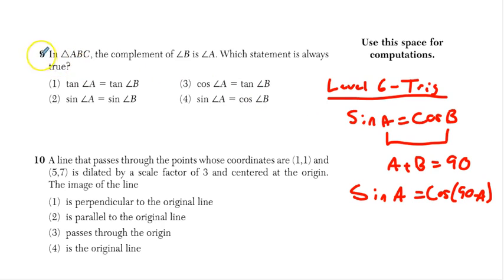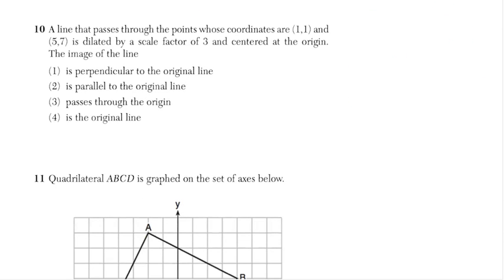Now, in triangle ABC, the complement of B is A. So we know A and B add up to 90. Great. That's what complement means. Which statement is always true? Well, if A plus B equals 90, then the sine of A equals the cosine of B. Done and done.